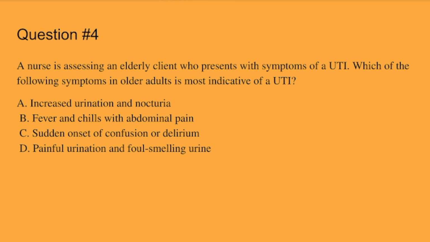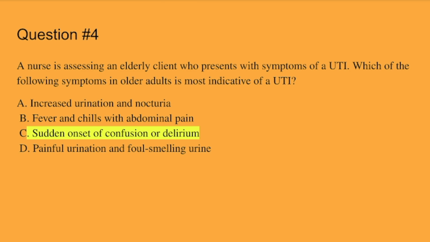Question 4. A nurse is assessing an elderly client who presents with symptoms of a UTI. Which of the following symptoms in older clients is most indicative of a UTI? So the correct answer here is C, sudden onset of confusion or delirium. This is often the first or only sign in elders, but let's look at the other answer choices.